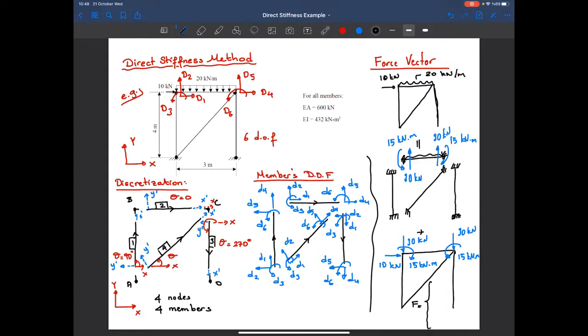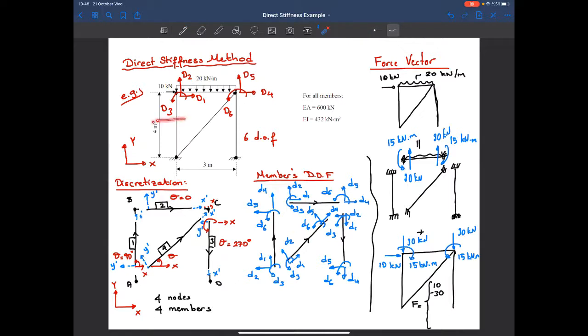1. We have 6 degrees of freedom. So the first force corresponding to our first structural degree of freedom is 10 kilonewtons. They are in the same direction. So I got 10 here. The second degree of freedom will be in the vertical direction. I have 30 kilonewtons. They are in the opposite direction, minus 30.